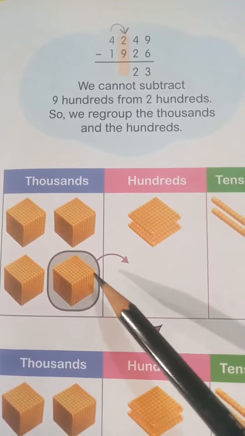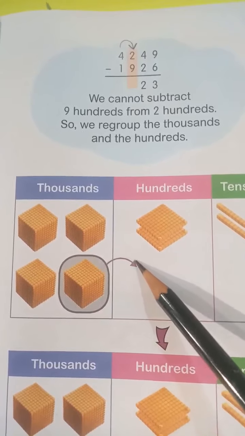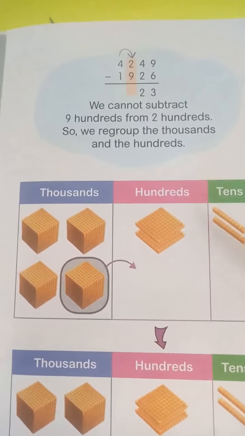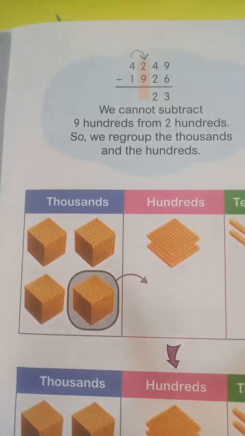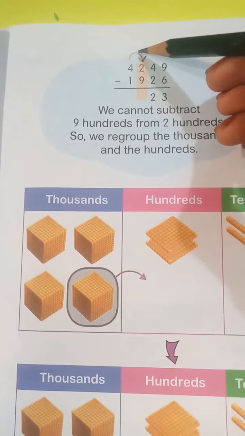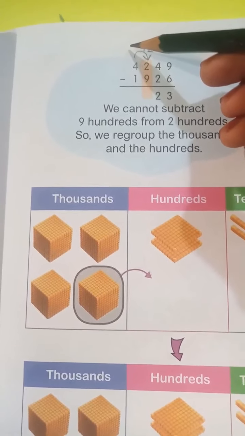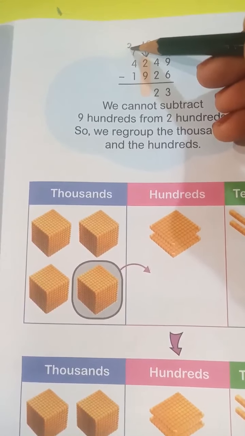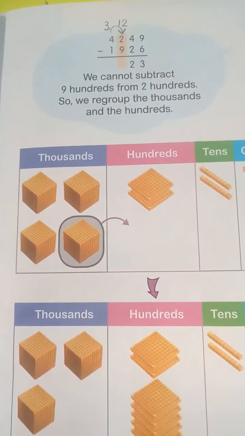As described on the value chart, we take 1,000 to the hundreds, that is called regrouping. As the result, it's 1,200 here, and the thousands becomes 3,000. Let's see the next steps on the next page.